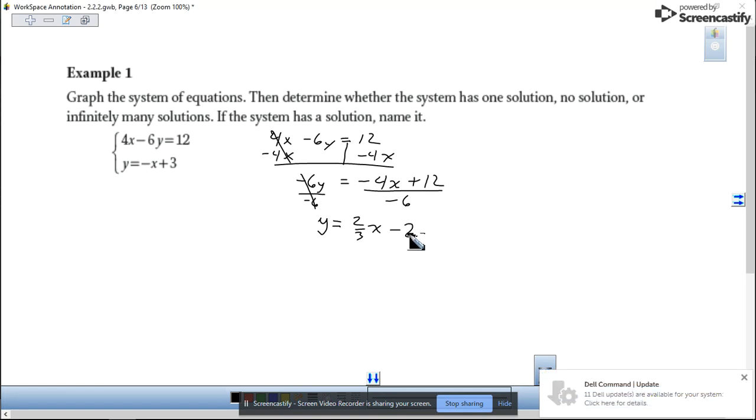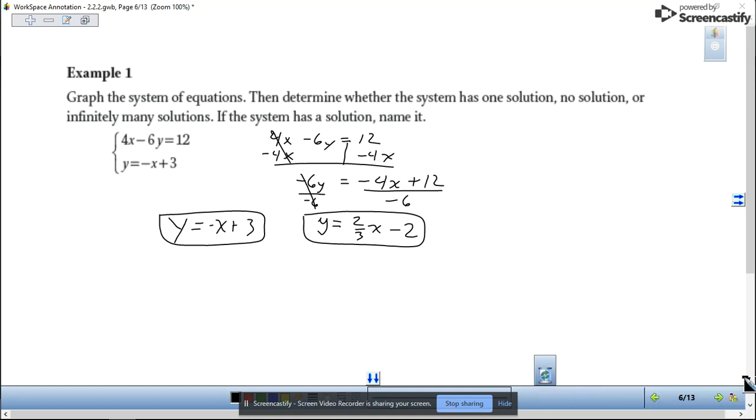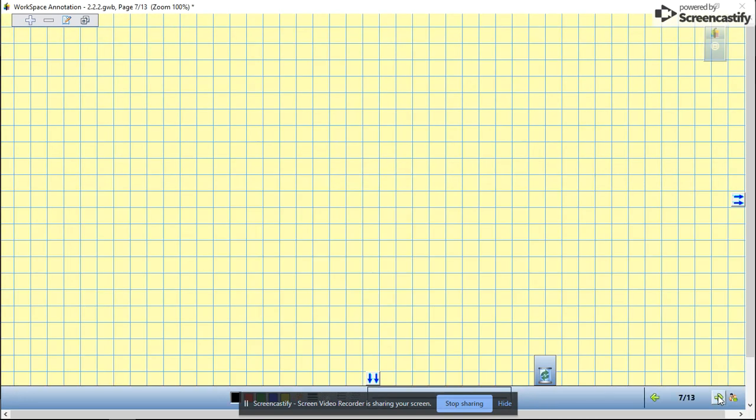All right, so now I have this, and I have this. Those are the two equations that I'm going to graph to see what actually happens. So, I'm going to write both of those down again. We have y equals negative x plus 3, and y equals 2/3 x minus 2. All right, so what does this look like?